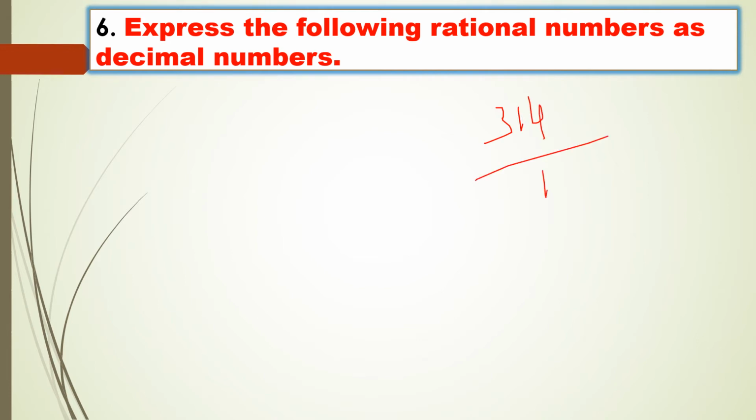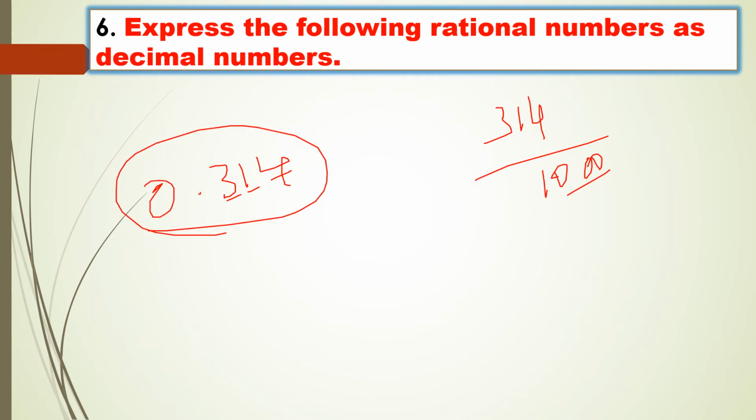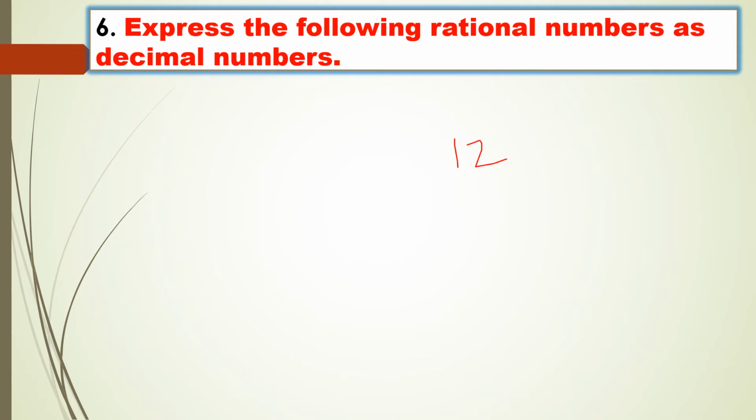Means you can write 314 as it is. Then there are 3 zeros in the denominator. So here 1 digit, 2, 3. So 3 zeros are there and 3 digits also there. So I can put the decimal point and put 0. So 0.314.